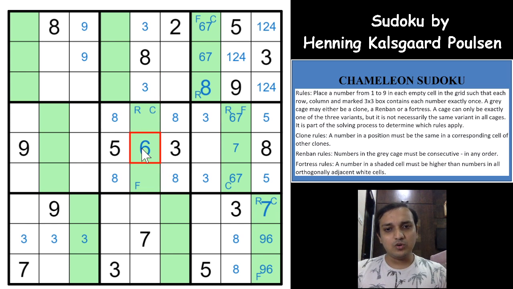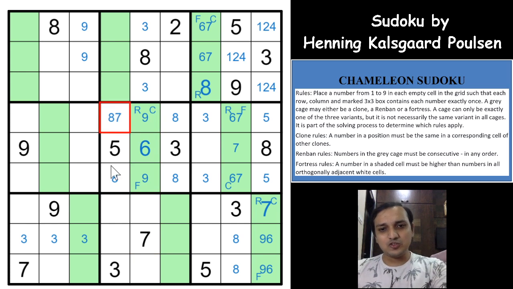According to the fortress rule, it should be greater than the orthogonal white cells, and we know that orthogonal white cells will have an 8 in this 3 into 3 box, which means a 9 has to be near to the 8, right? Which means 9 has to be in one of these two cells. And this is one of my favorite logic. What I said is very narrow logic right now. We know that 7 is also not in one of these two cells, right? Exactly. Which means that 7 has to be in one of these 4 cells.